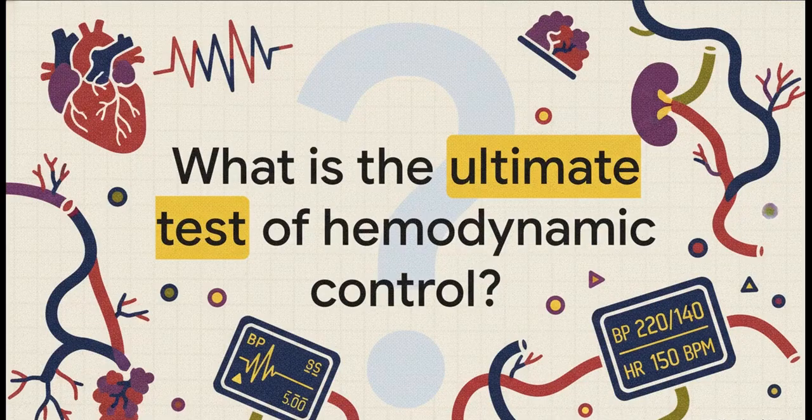So think about this for a second. We're going to kick things off with a classic board-style framing question, just to highlight the absolute physiological chaos this tumor can unleash. What is the ultimate test of an anesthesiologist's hemodynamic control? Well, it's a situation that forces you to anticipate, rather than just react to, some truly profound extremes. And that situation, managing a patient with a pheochromocytoma.